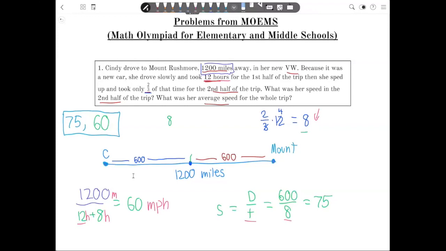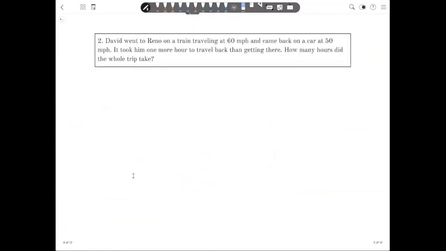Okay, let's move on to number 2. David went to Reno on a train traveling at 60 miles per hour and came back at 50 miles per hour. It took him 1 more hour to travel back than getting there. And we're asked to find how long the whole trip took.